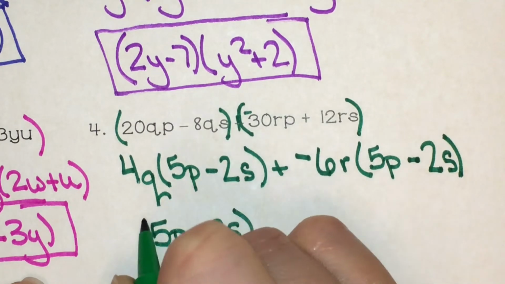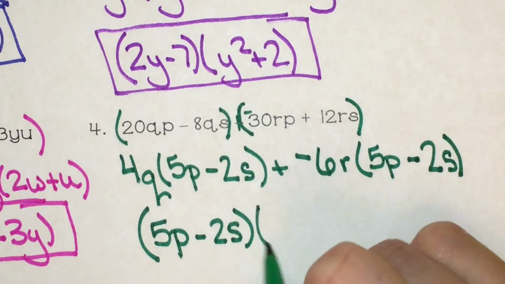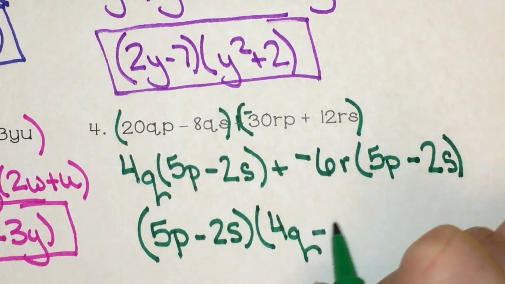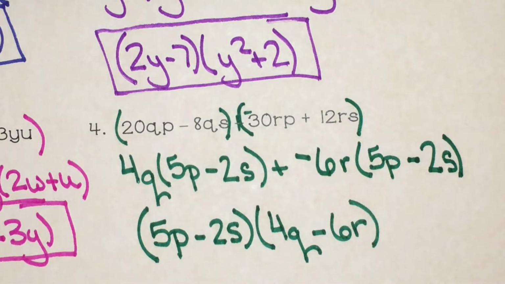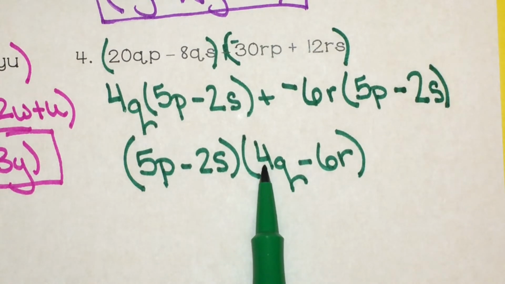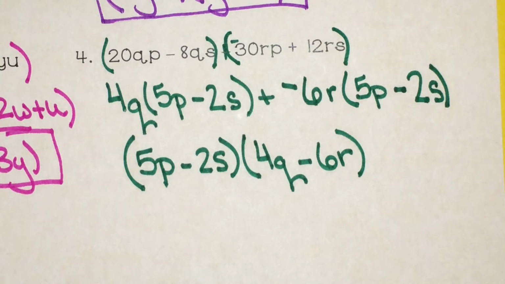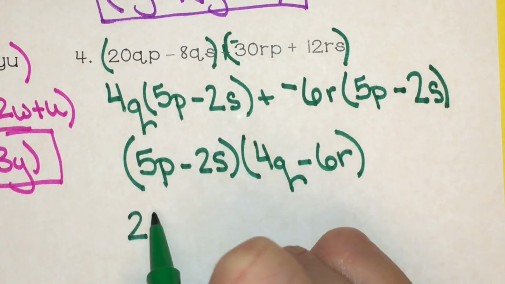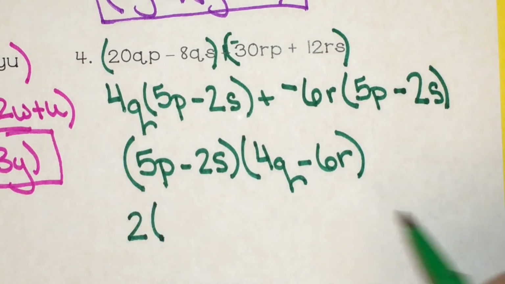This one's a little more tricky. Multiply it by what's left over. 4q plus a negative or minus 6r. But there's a problem here. We still have a greatest common factor that we can factor out. Okay, we can divide both 4 and 6 by 2. And it's not simplified until every greatest common factor is factored out. So I have to factor a 2 out of this one. I'm going to put it in front because everything's multiplied together, order doesn't matter.